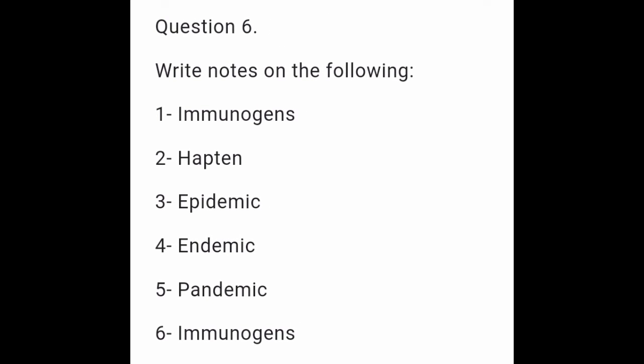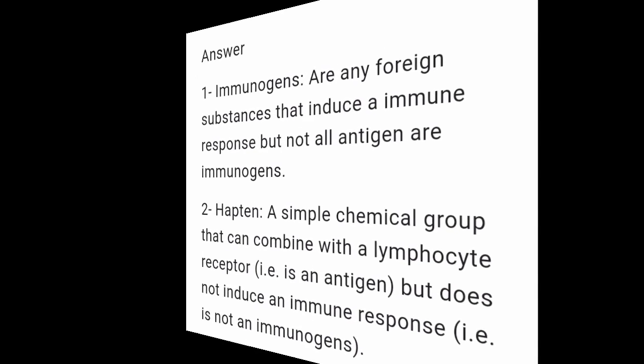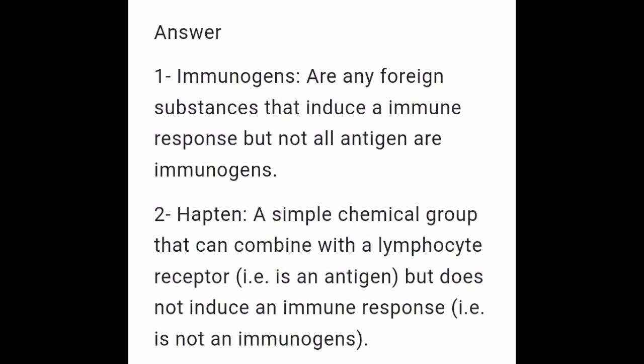Question 6. Write notes on the following. 1. Immunogens. 2. Hapten. 3. Epidemic. 4. Endemic. 5. Pandemic. Answer. 1. Immunogens are any foreign substances that induce an immune response, but not all antigens are immunogens. 2. Hapten: a simple chemical group that can combine with a lymphocyte receptor, i.e. is an antigen, but does not induce an immune response, i.e. is not an immunogen.